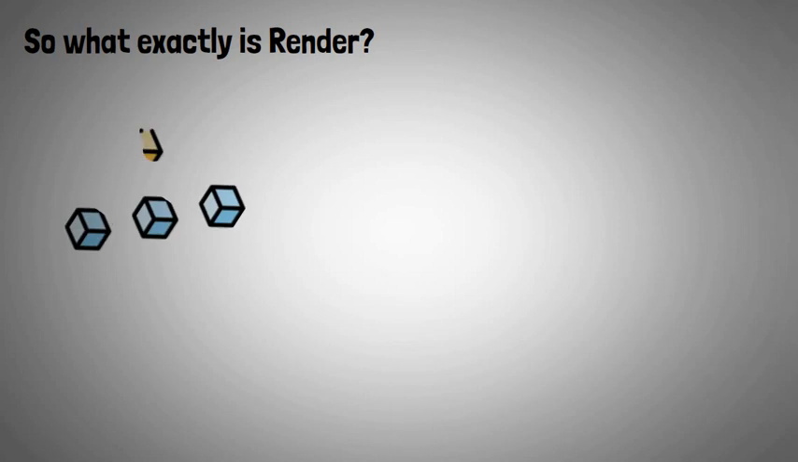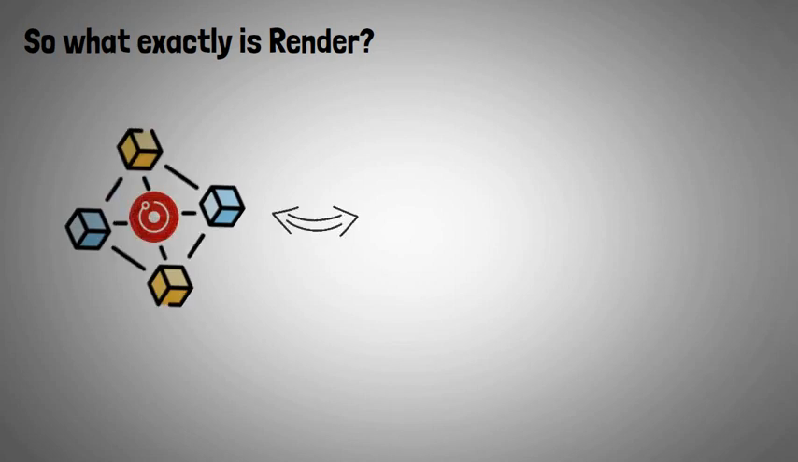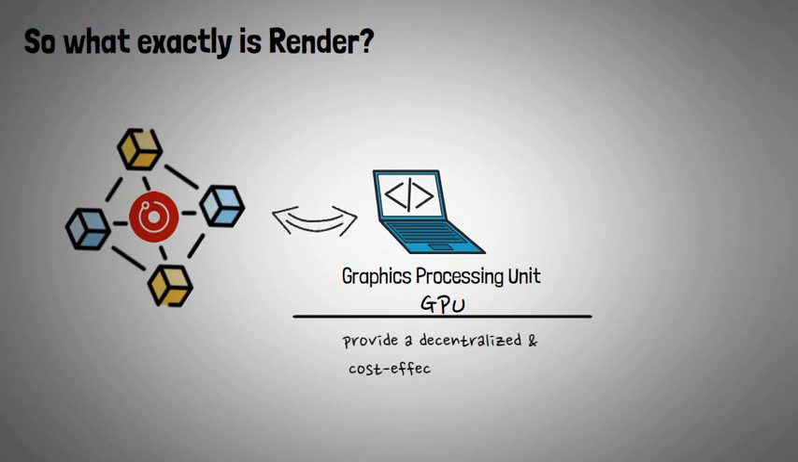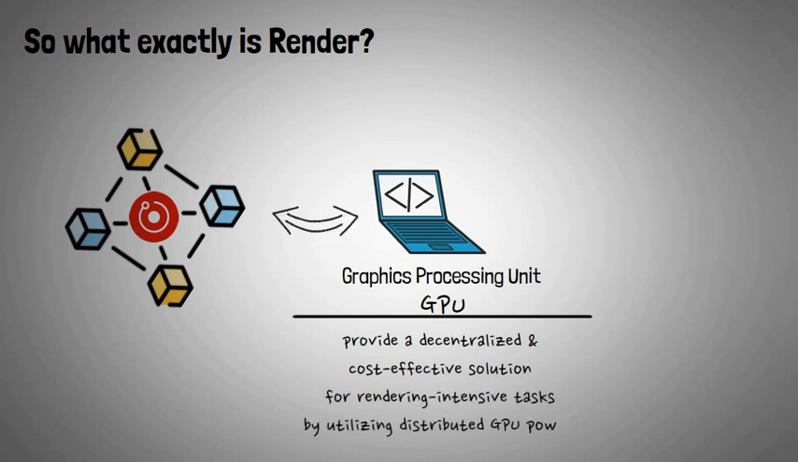So what exactly is Render? The Render Network is a blockchain-based project that leverages the power of unused GPU, graphics processing unit, resources to assist in rendering motion graphics and visual effects. The network aims to provide a decentralized and cost-effective solution for rendering intensive tasks by utilizing distributed GPU power.